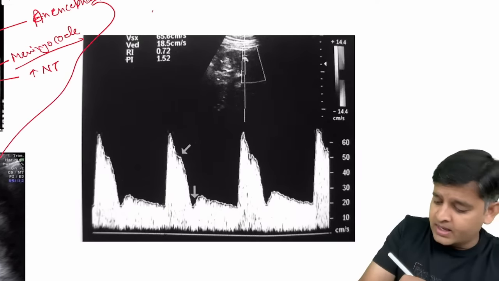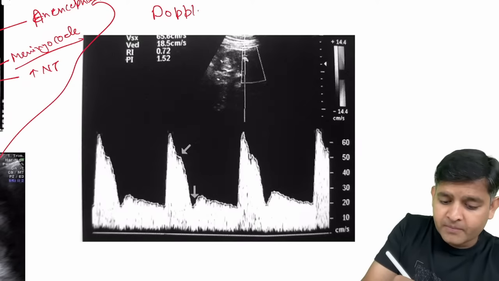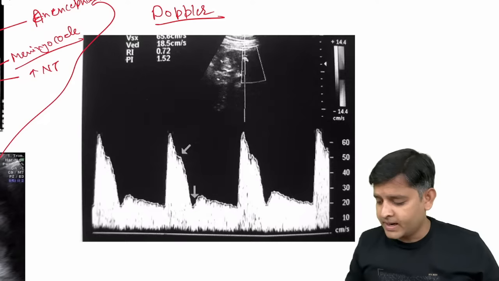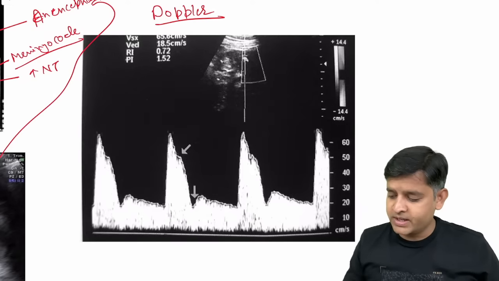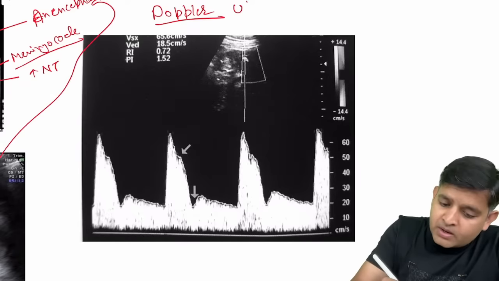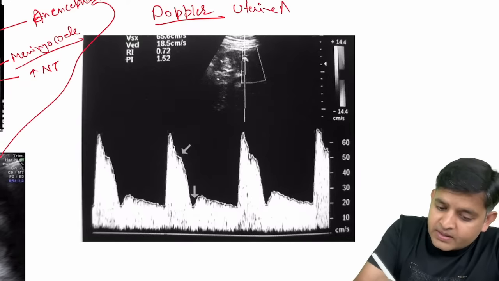And this is the image of a Doppler. What do we see in this image of a Doppler? Anybody who can tell me? What are we seeing in this image of a Doppler? This is the Doppler of the uterine artery.